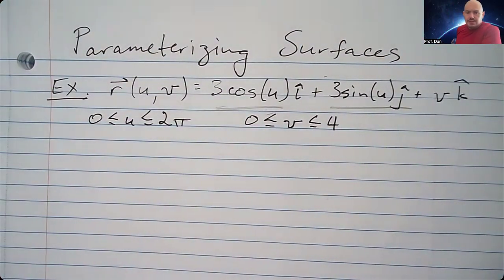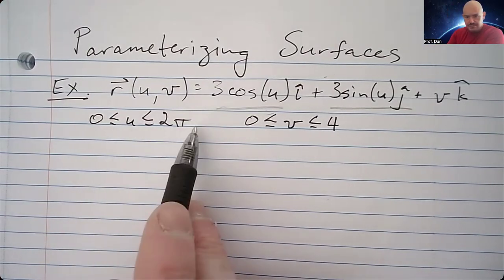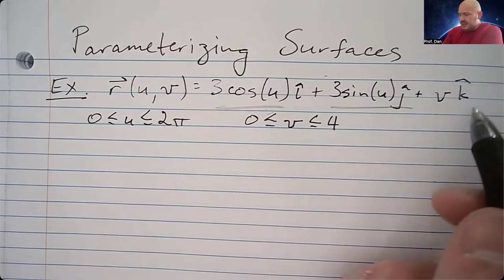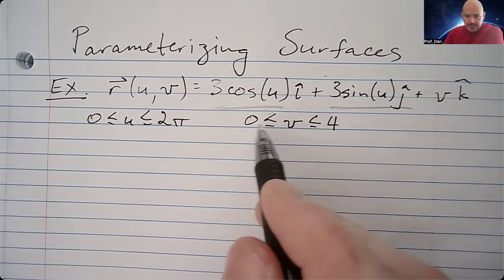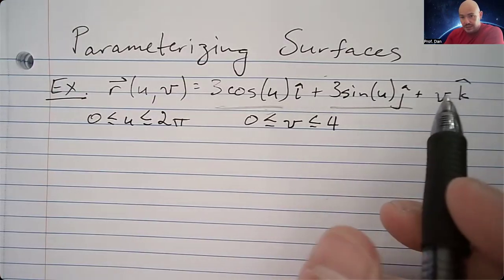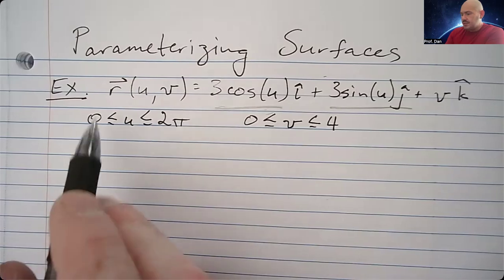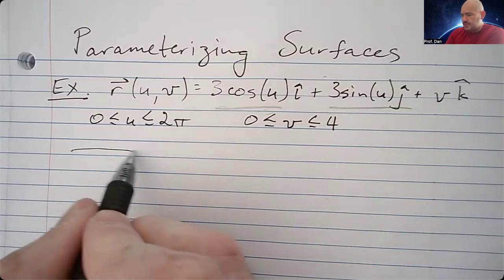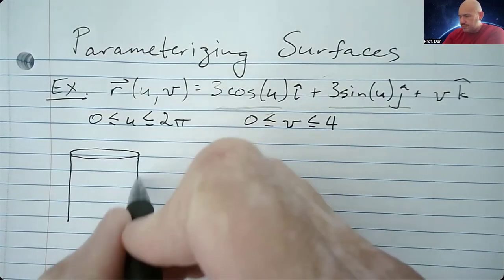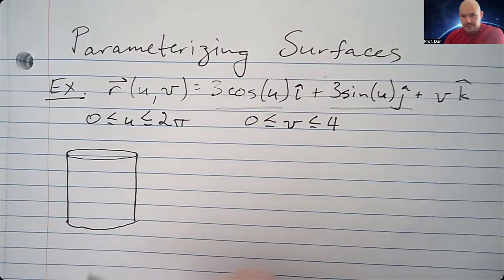So what this tells me is that I'm doing a full circle, 0 to 2 pi, and my z coordinate is ranging from 0 to 4. Basically, I have circles and I have a height. That means that this makes a cylinder. This is what our surface would look like.